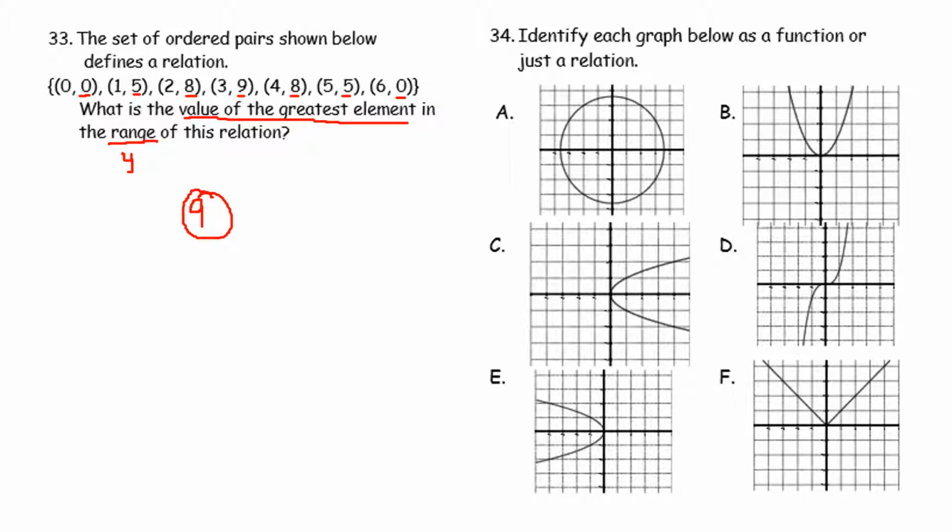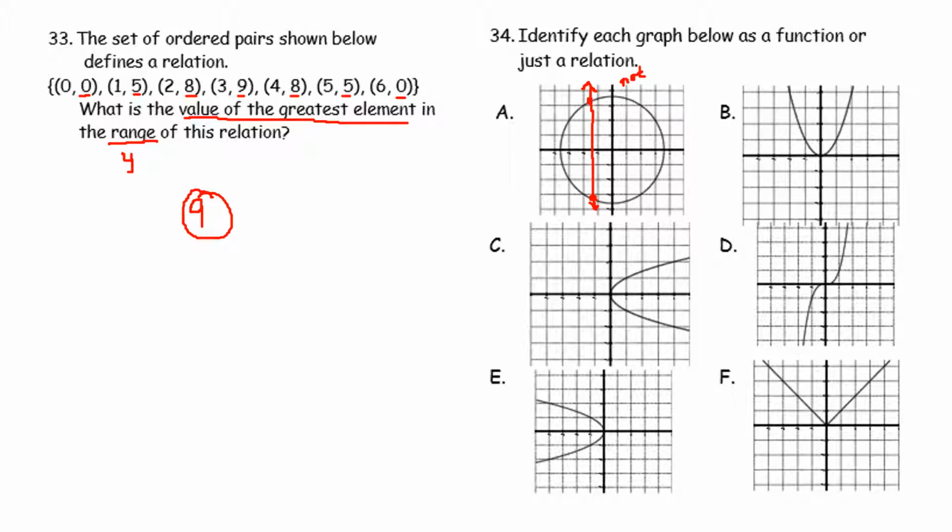All right, number 34. This one is very important. It wants to know which one of these are a function. And to determine if a graph is a function, we do the vertical line test. So right here, I'm going to draw a vertical line anywhere on the graph, and I see that it touches 2 points. If it touches more than 1, it is not a function. So not a function.